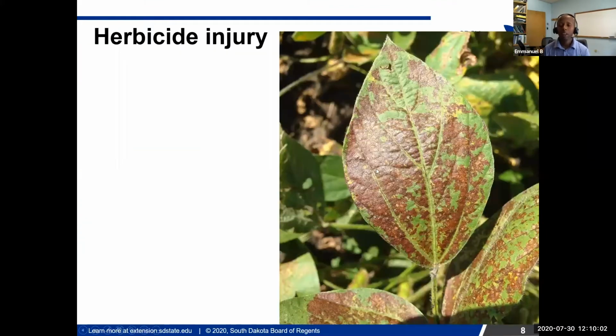Here is another injury from herbicides that can look like Cercospora, but again, just make sure that you're checking the edges, and the color should kind of fade in going in. But where you have the entire leaf looking like this, this is going to be due to herbicides and not due to Cercospora leaf blight.